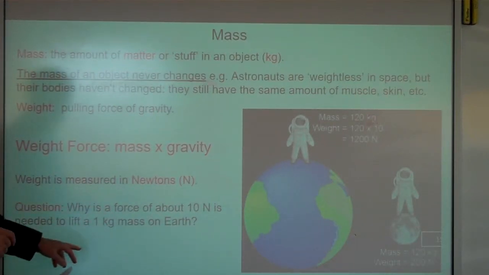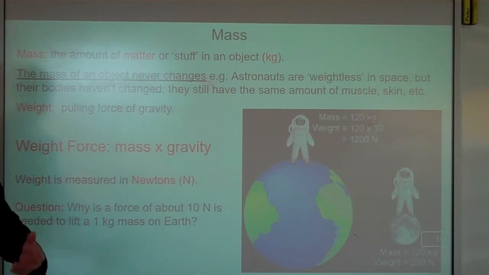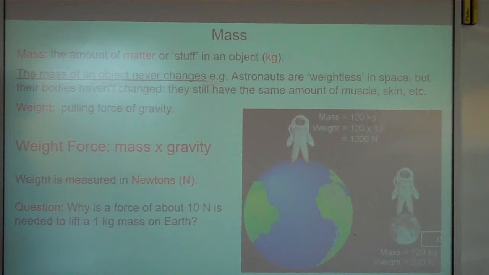Why is a force of about 10 newtons needed to lift a 1 kilo mass on Earth? Because you're lifting effectively against the force of gravity. Okay, so you need 9.8 newtons to move an object that weighs 1 kilo.